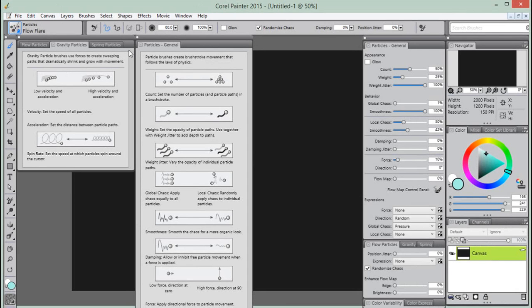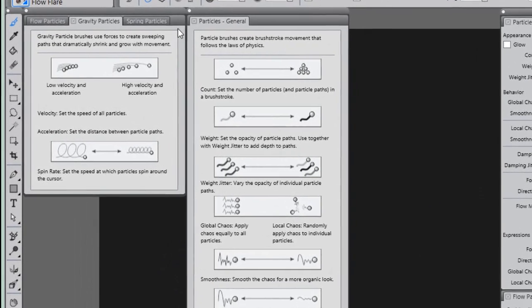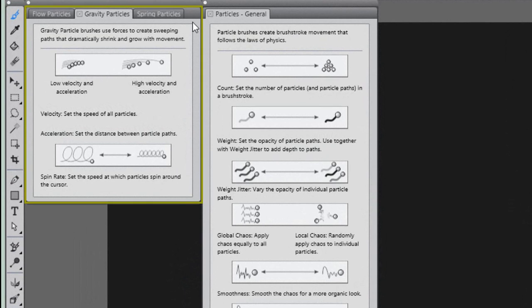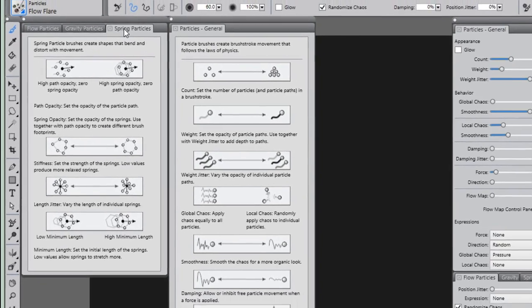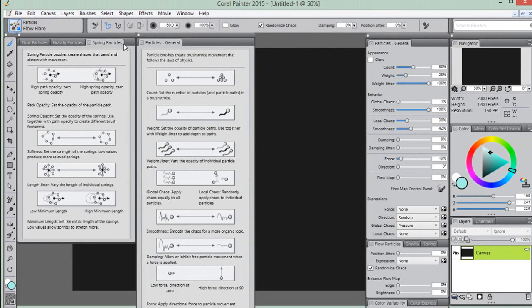This revolutionary brush category allows a wide variety of artists to push their creative visions further, whether in photo art, illustration, concept art, traditional art and more. There are 3 types of particle brushes: gravity, flow, and spring particles, and each have their own set of behaviours.